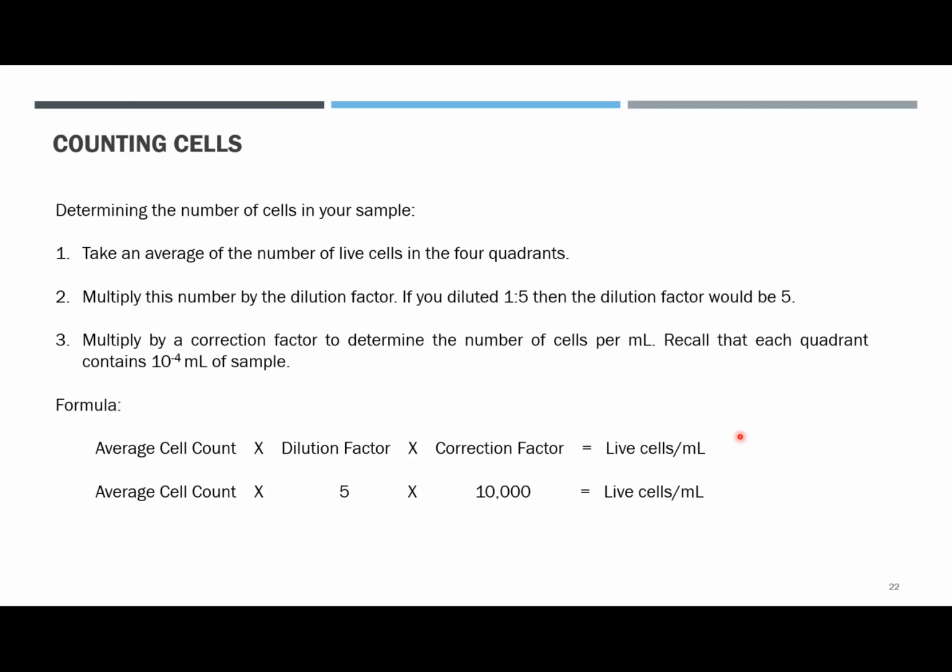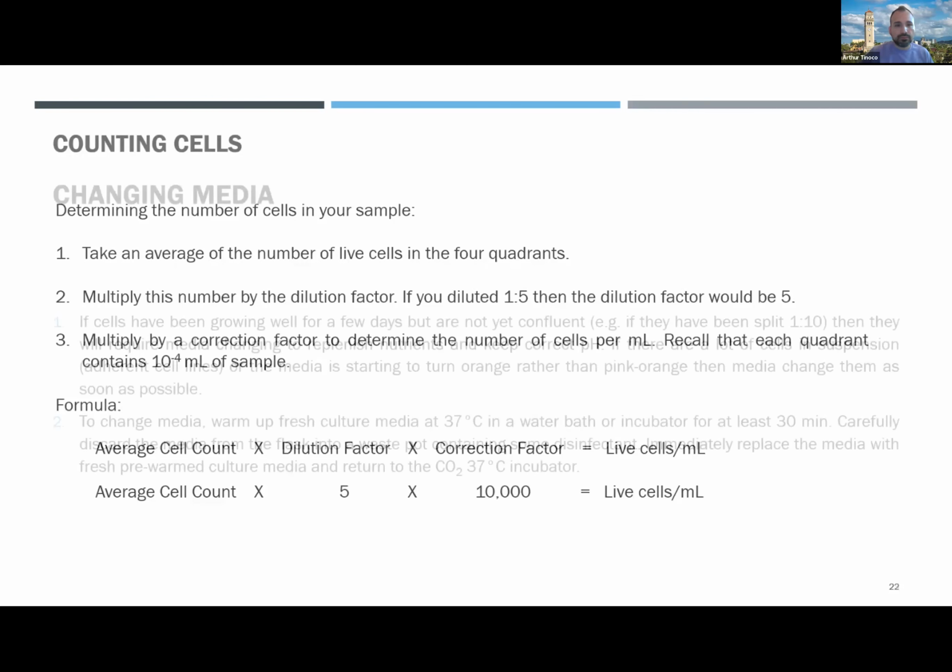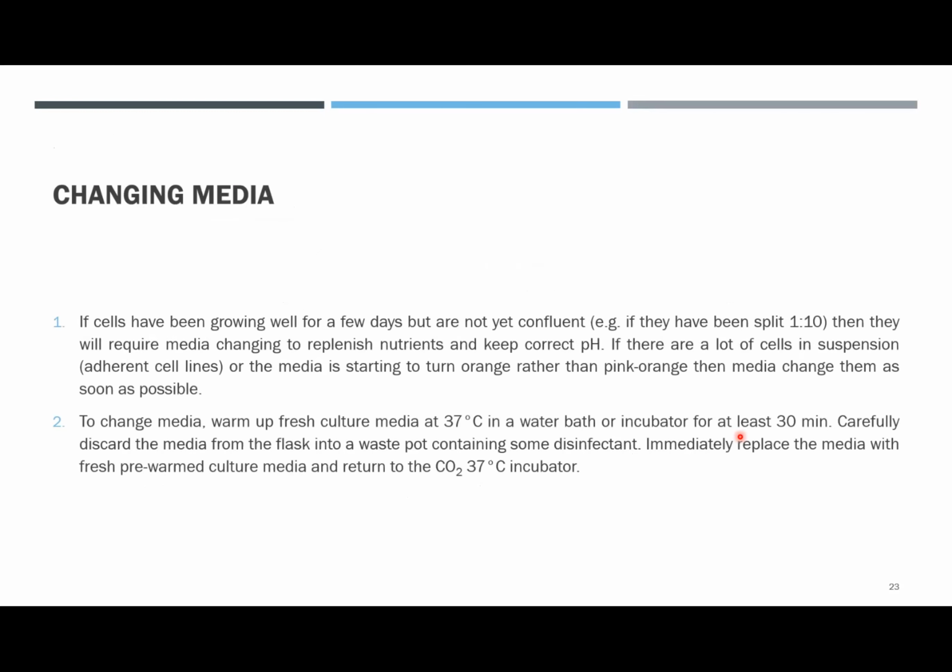650. Oh wait, no, 650,000. 650,000. Did anyone else get that? Yeah, I did. Okay, perfect. All right. So now we all know how to count. Me too. I also did too.